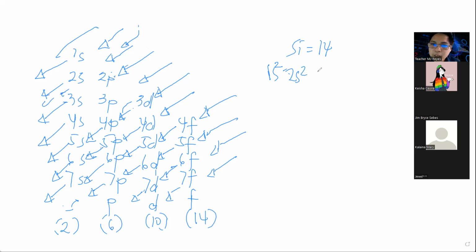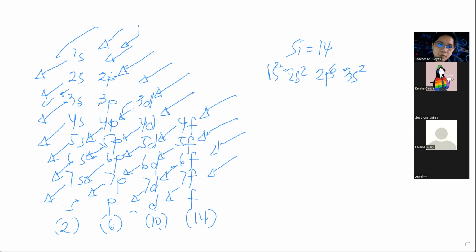Next, 2p. P can hold up to 6 electrons, so this is 2p6. Next is S. Look at the pattern. From here, 1s2, 2s2, because S can hold up to 2 electrons. Next is 2p6, because it can hold up to 6 electrons, followed by 3s. How many electrons can that S suborbital hold? 2 electrons. So we have 2, 4, plus 6 is 10, plus 2 we have 12.